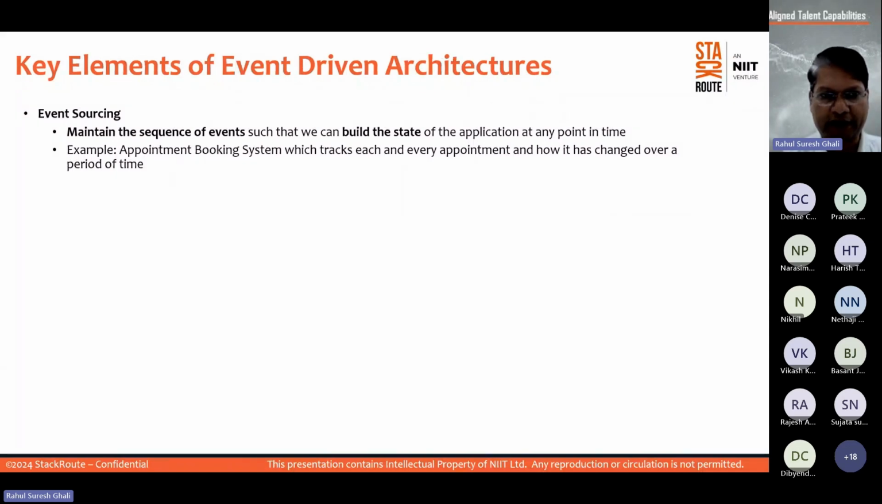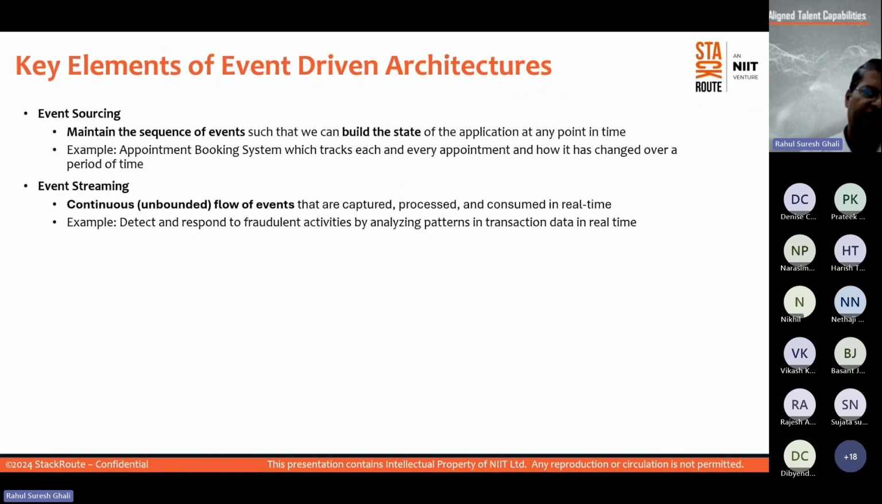And I'll talk about more practical examples when I move on to the next slide, right? So that's one pattern about sourcing events. The second thing is event streaming, right? So event streaming basically is all about a continuous flow of events. And these events are unbounded in nature, right? So no one knows at what rate these events are going to come through and until when. It's absolutely an unbounded flow of events that are captured, processed, and consumed in real time, right?